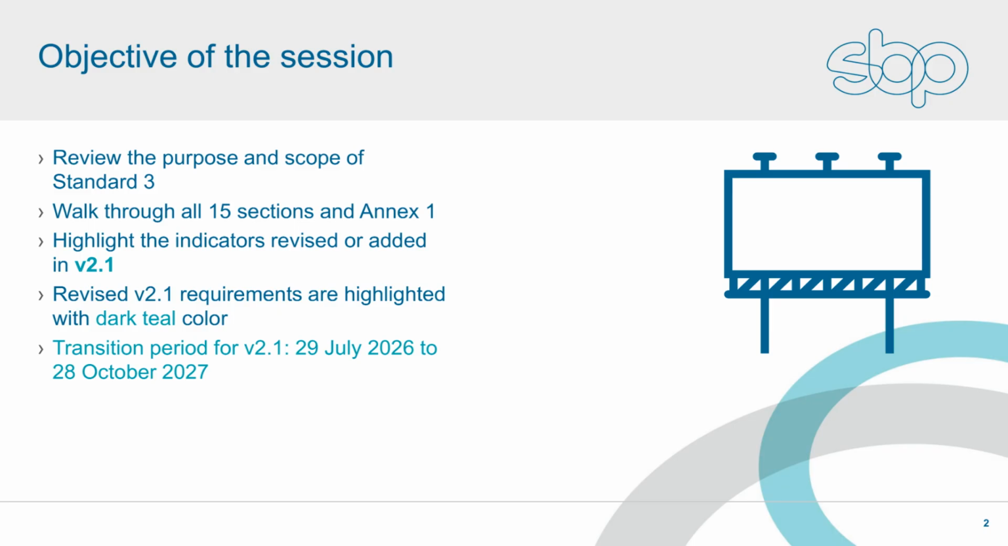In this session, we will give you a detailed overview of Standard 3, its purpose, and its contents. We will work through all 15 sections and Annex 1. Along the way, we will focus on the indicators that have been revised or added in version 2.1, because those are the areas where you will need to adjust your procedures.